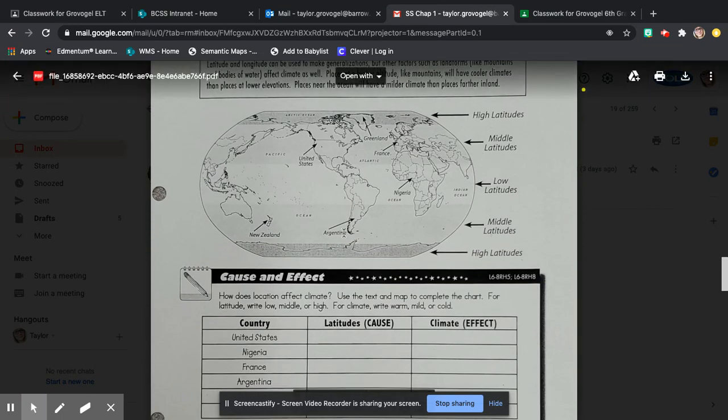So this map gives you a layout of where the high latitudes are, the middle latitudes, and the low latitudes. So we can put that our low latitudes, this is where it's going to be really hot. And then our high latitudes, it is going to be cold. So our middle is going to be kind of in between, like Georgia weather, because we are in the middle latitude.